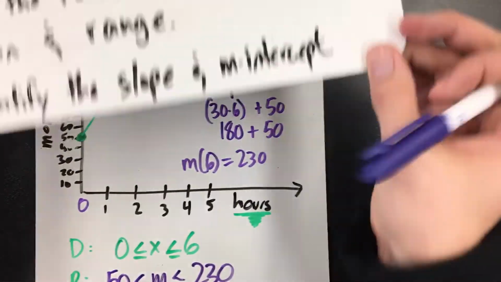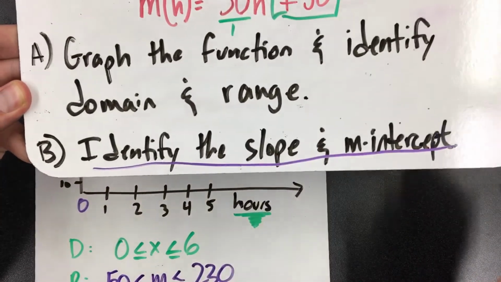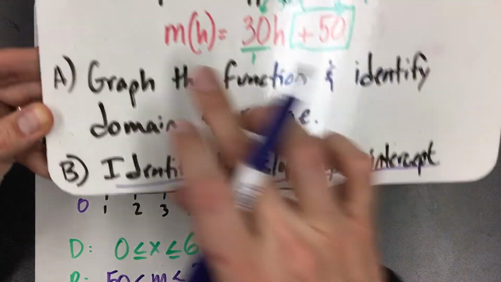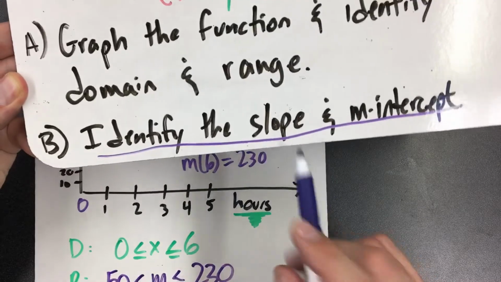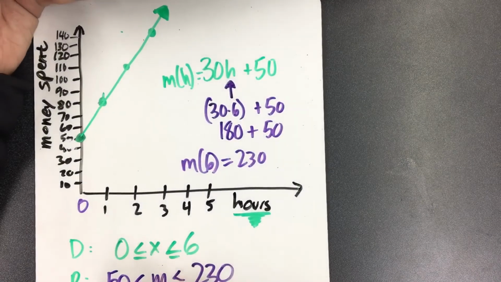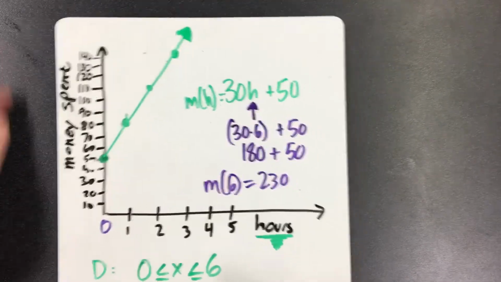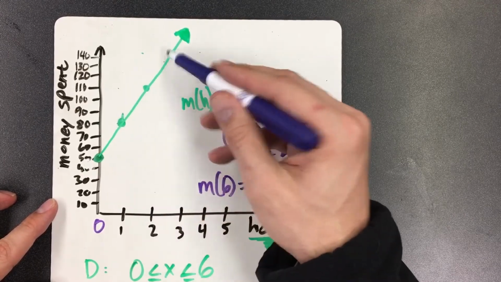There's one more question, and then I promise I'm done because I'm almost at 20 minutes. Identify the slope and the M-intercept, not the y-intercept. This one's kind of funky. It's called the M-intercept because my equation has an M in it instead of a Y right here. But don't let that bother you. Identify the slope. Easy. Look, it's right here. The slope is 30. That was also shown on our graph because it's going up $30 over 1 hour. For every hour, we're going up $30.